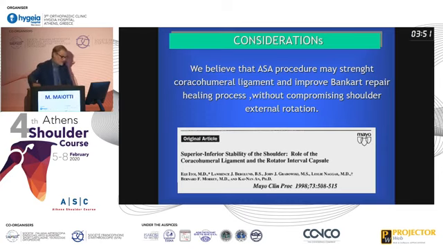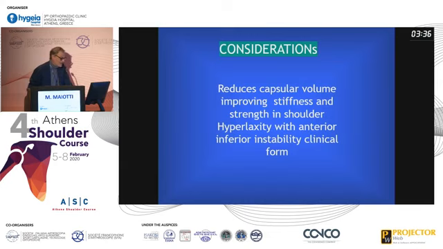So, a little consideration. We have to study more how this technique is healing, but we believe that the ASA procedure may strengthen the coracohumeral ligament and improve biologically the healing process of the Bankart repair. And we think that it reduces, especially in a shoulder relaxed, the volume of the capsule, and it creates a little stiffness of the shoulder and more strength.